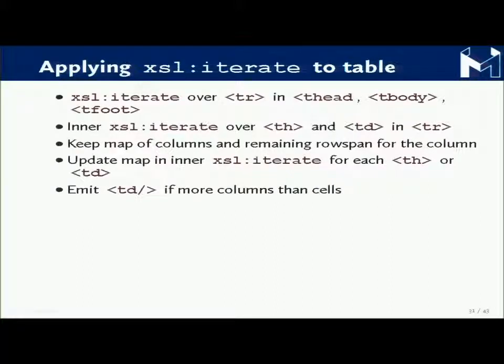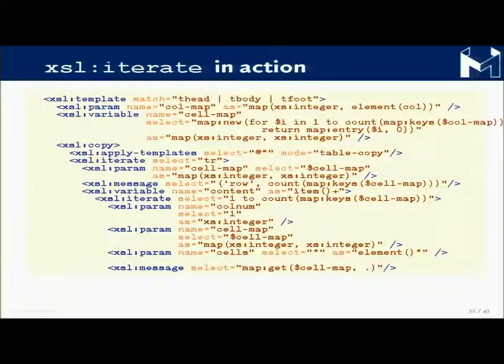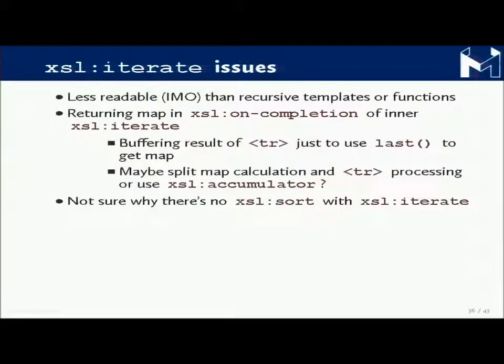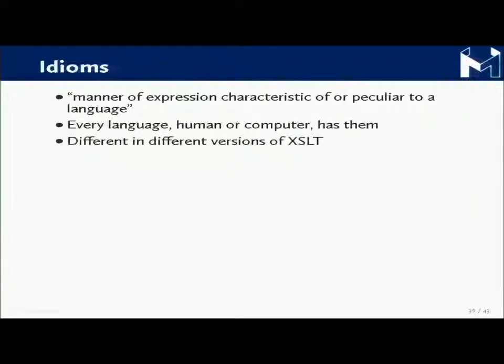So xsl:iterate is meant to be easier for programmers to use. I use nested xsl:iterates, and personally I don't find what fills four screens in one template easier to read than multiple or a recursive template. The one I have at present uses an xsl:on-completion to return the map from the inner xsl:iterate. And again, Michael Kay suggested breaking up the decision making about the map from the producing of the table, or using an accumulator, so I'll be looking at that sometime soon. I'm not sure from the description in the spec why xsl:iterate doesn't have an xsl:sort.